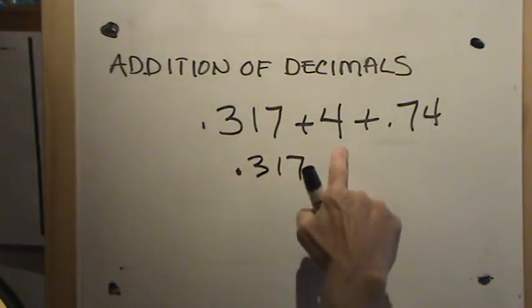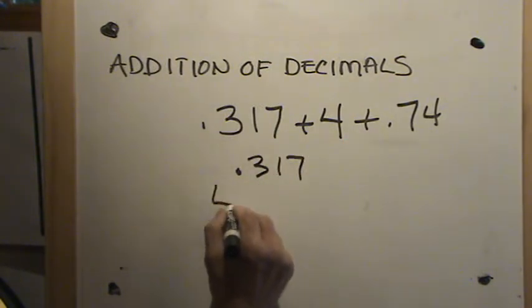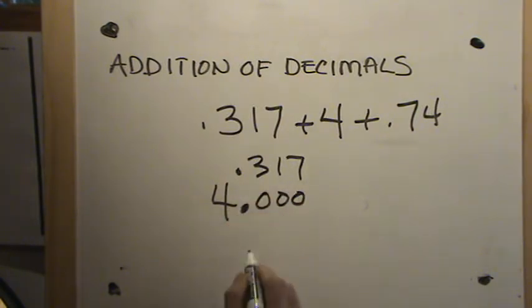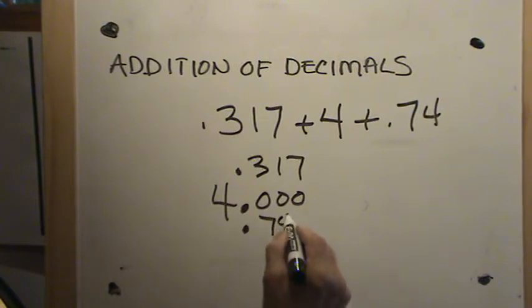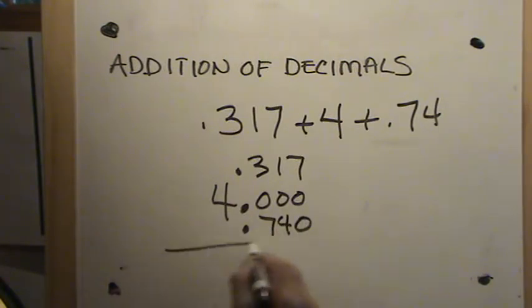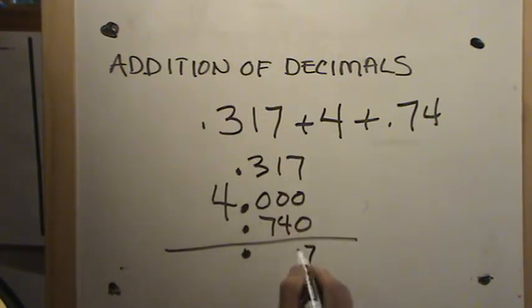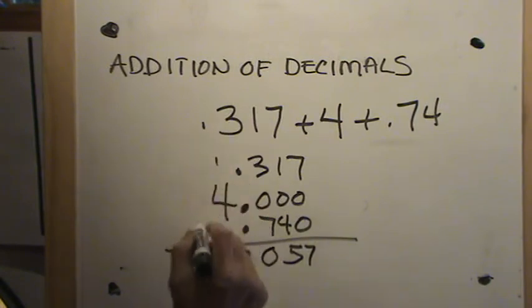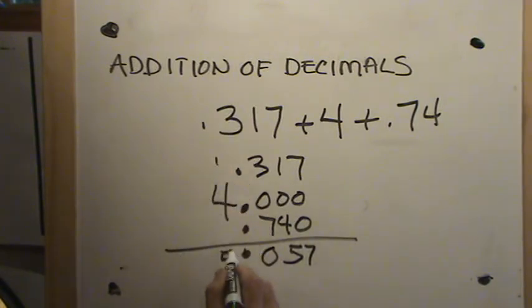317 thousandths. Now this is the whole number 4, so it goes here in a decimal point, and we can put some zeros to place fill, and then 74 hundredths and put a 0 there to fill in. Now our decimal point goes here, and then we add. So this would be 7, 1 and 4 is 5, 3 and 7 is 10, and I'm going to carry 1, 1 and 4 is 5. So I have 5 and 57 thousandths.